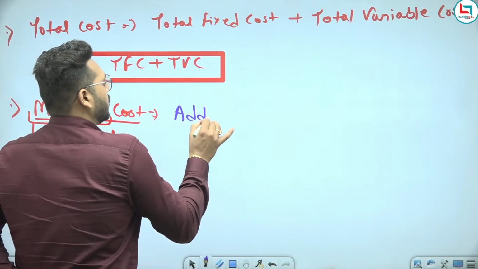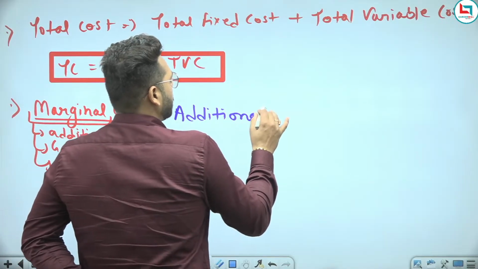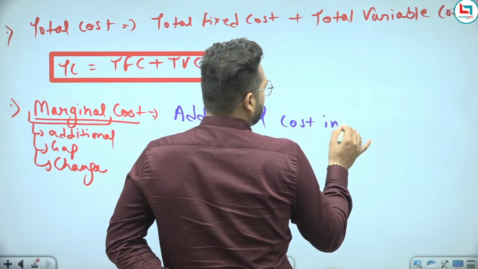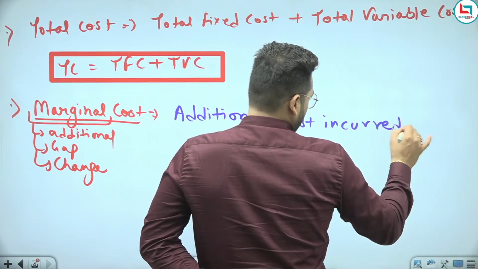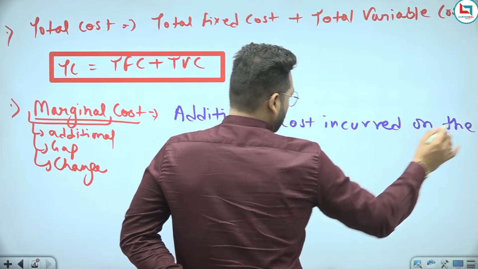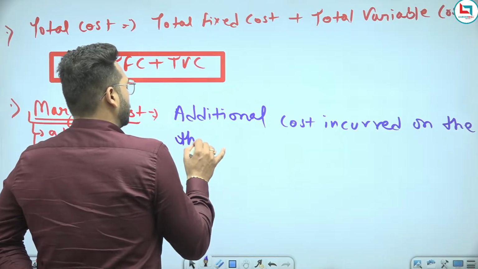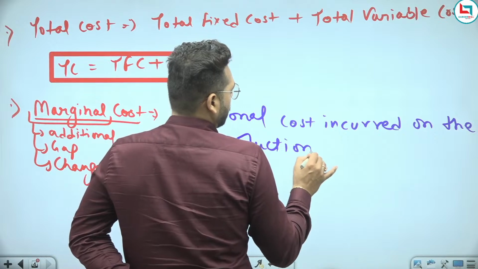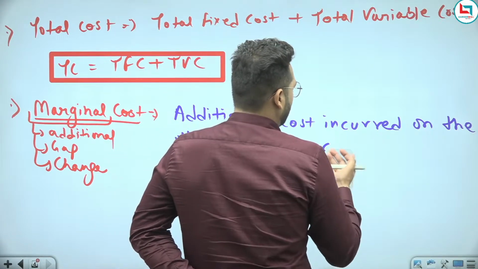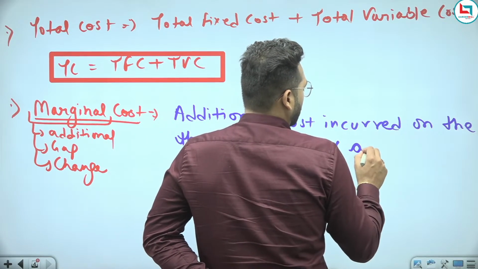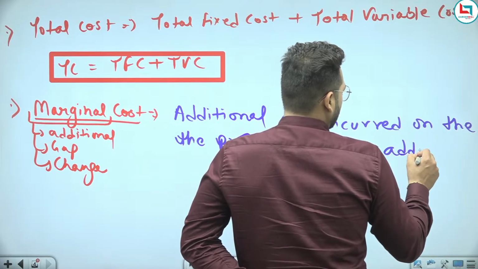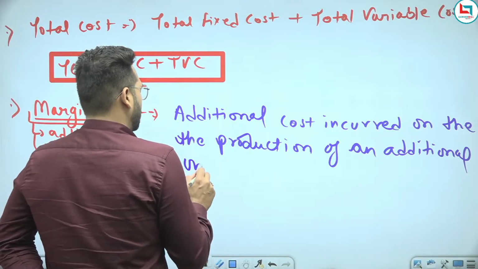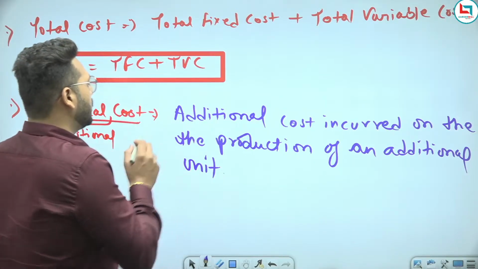Additional cost incurred on the production of an additional unit. That is what is called marginal cost.